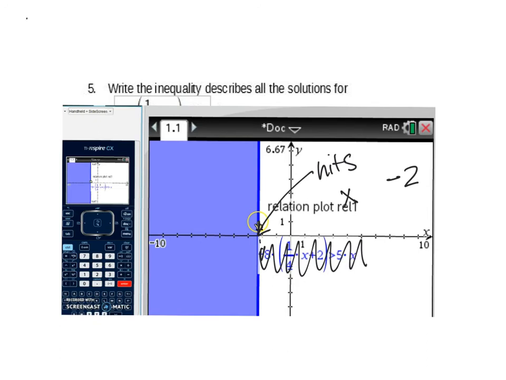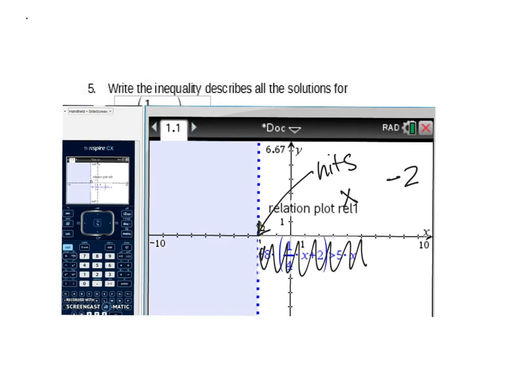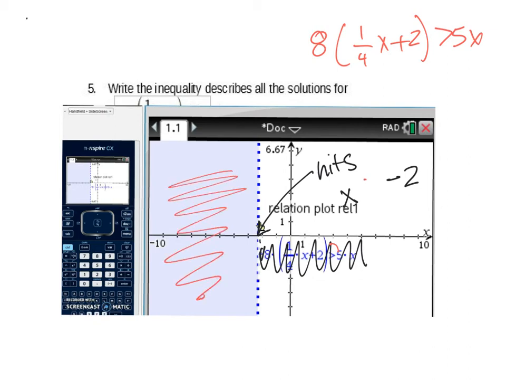Now, to double check if we put a line underneath, you're going to put your cursor over it. So this one is dotted. Another way to look at it is that our original problem did not have a line. So our original problem was negative 8 times (1/4 x plus 2) is greater than 5x. This did not have a line, so this is not going to have a line. Now, this is to the left, so now you're going to have it face this way. And that's going to be your final answer.